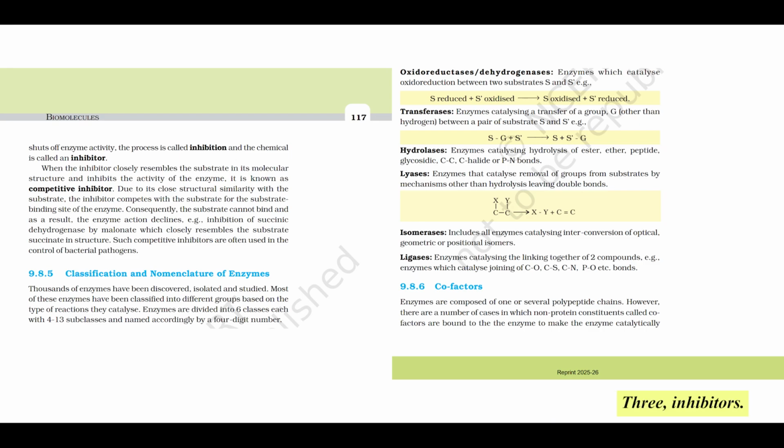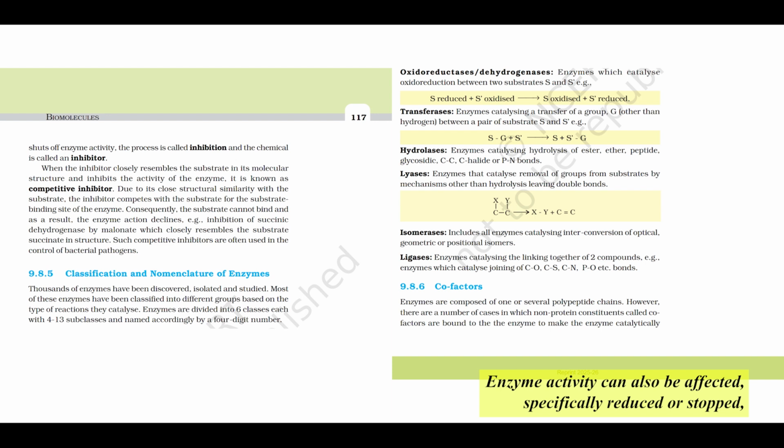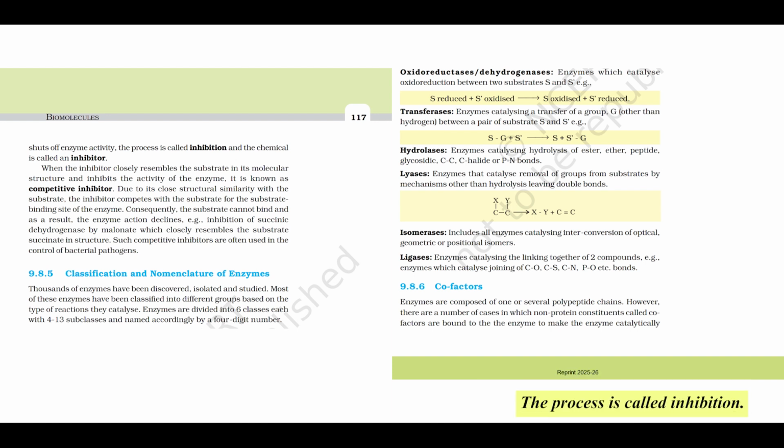3. Inhibitors. Enzyme activity can also be affected, specifically reduced or stopped, by certain chemical substances called inhibitors. The process is called inhibition. Inhibitors slow down or stop enzymes. Yes. There are different types, but one very important type for exams is competitive inhibition. A competitive inhibitor is a molecule that closely resembles the enzyme's normal substrate in its shape and chemical structure. Looks like the substrate. Exactly. Because it looks similar, it can bind to the enzyme's active site, the same place the real substrate binds. It essentially competes with the substrate for access to the active site.